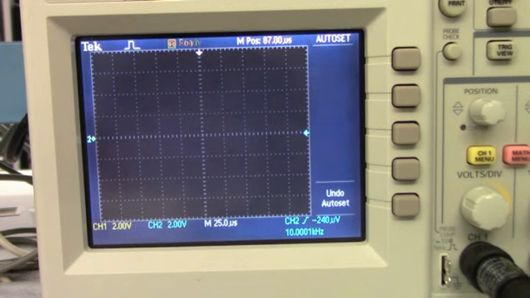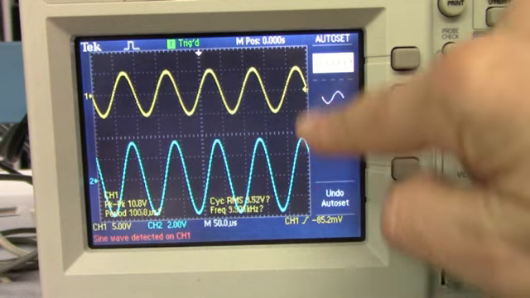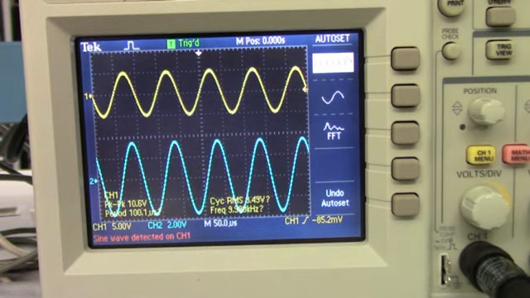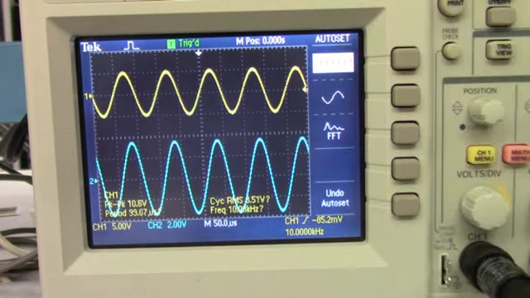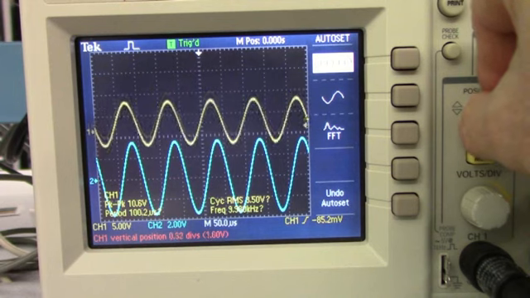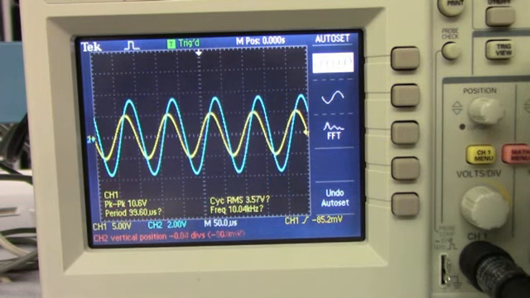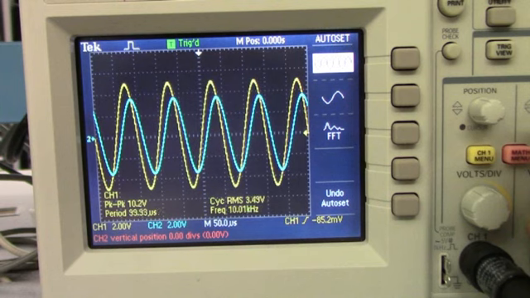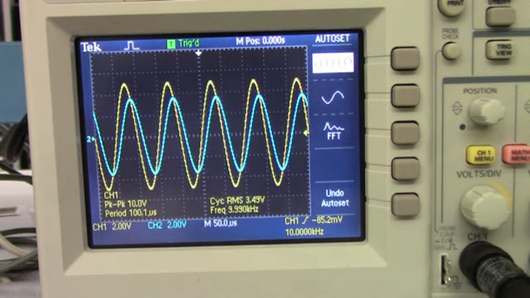Had we used AutoSet, here's what AutoSet will show us. First of all, AutoSet doesn't have the same vertical scale for both waveforms, so we can't really tell that this is attenuated from this. We certainly can't tell that there's a phase shift. There may be, but unless we overlay the two by moving their 0 position to the same place and setting their vertical sensitivity to the same value, it's much more difficult to tell.